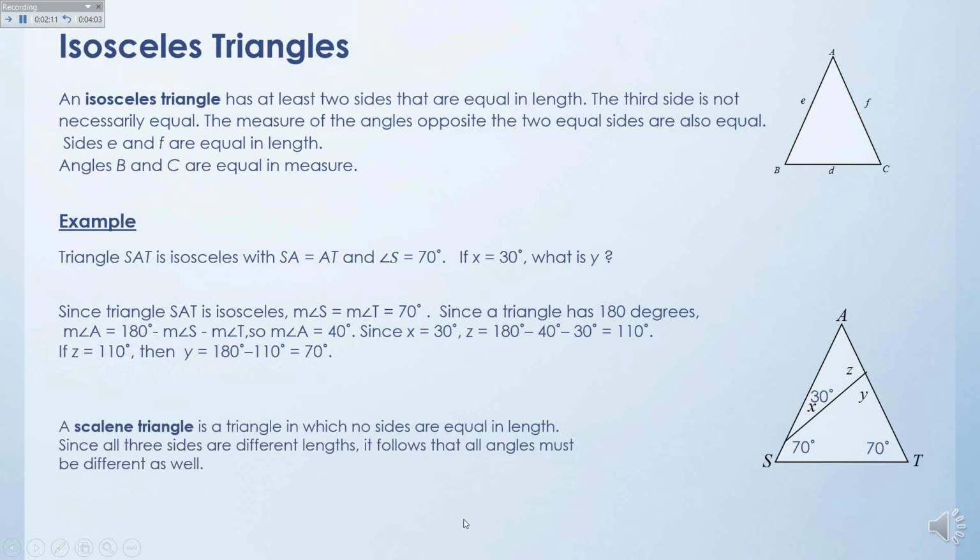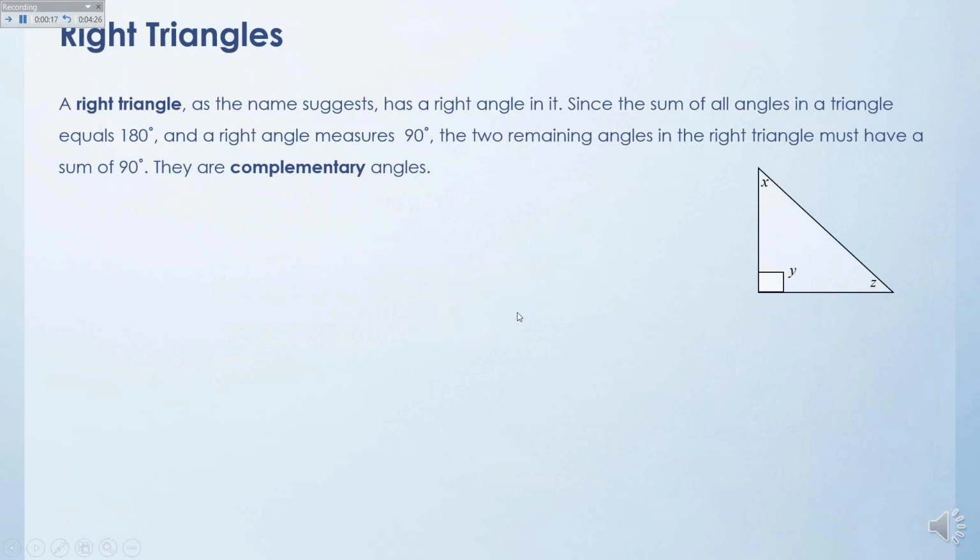A scalene triangle is another kind of triangle, and it's one in which no sides are equal in length. And of course, if all sides are different, all angles are different. Then we get to right triangles. A right triangle, remember from our study in angles, is two perpendicular lines, and it is a 90-degree angle. And this little square will always indicate that you're looking at a right triangle and you've got 90 degrees.